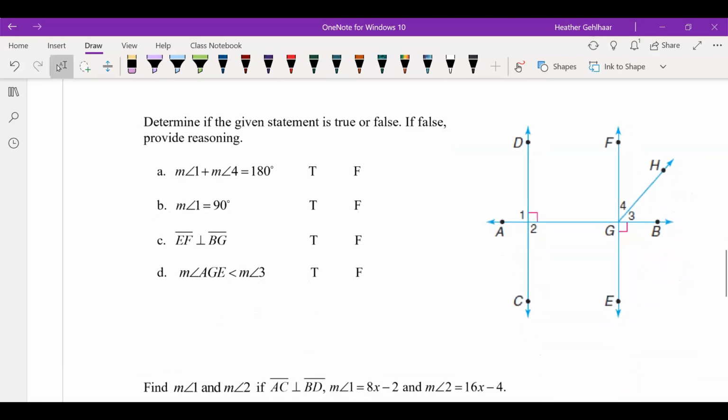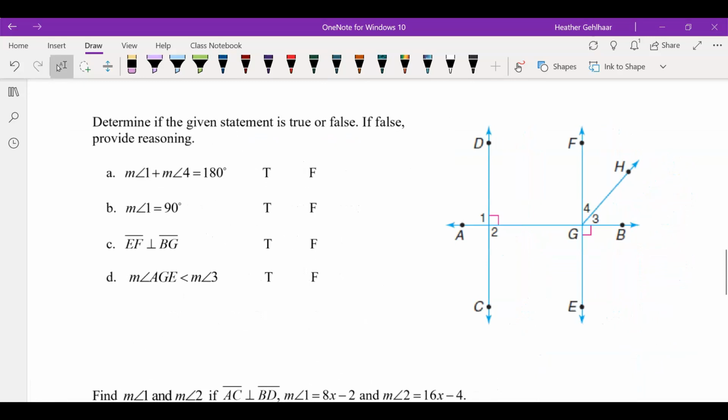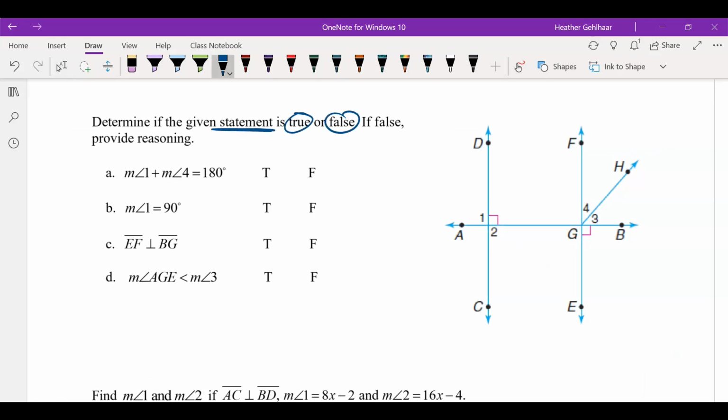Okay, let's go ahead and do an example here. It says, determine if the given statement is true or false. If false, provide a reasoning. And this is something that we have to make sure that we are doing. I'm noticing even on that last test, we would say something was false, but didn't say why.